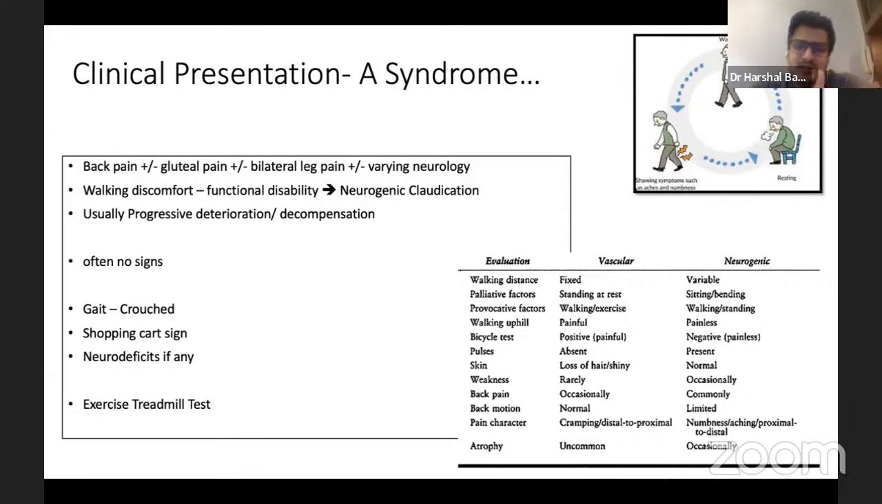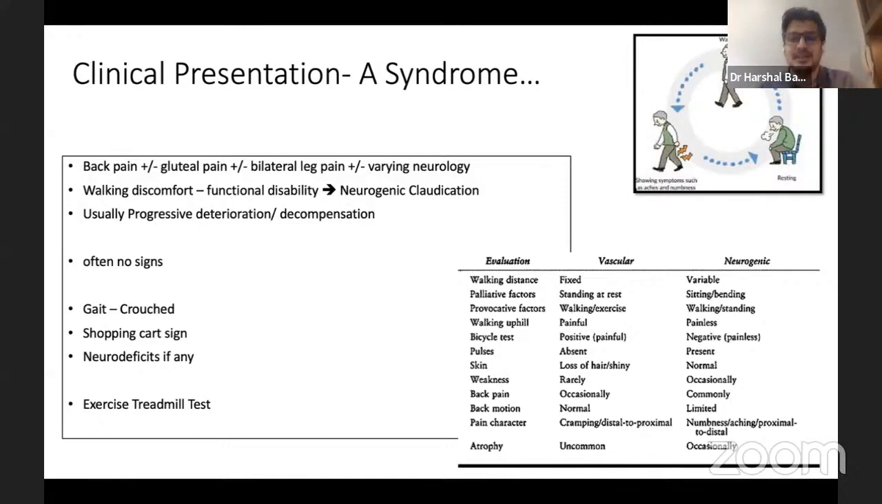But couple of signs, that is gait is important. The patient appears to be crouched. There's a slow and cautious gait. Shopping cart sign or forward bending sign is always more often than not positive. Neurodeficits will be seen as and when they're present. Treadmill test can be done, but it is not typically done for our diagnosis, because diagnosis is more apparent.